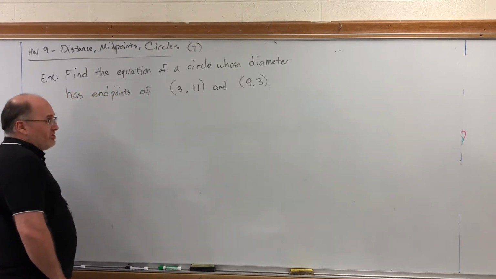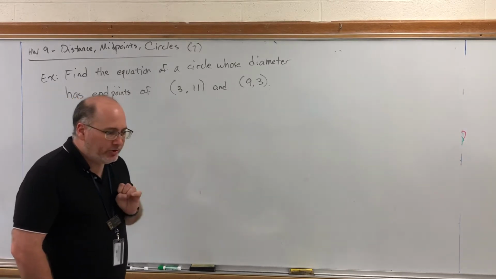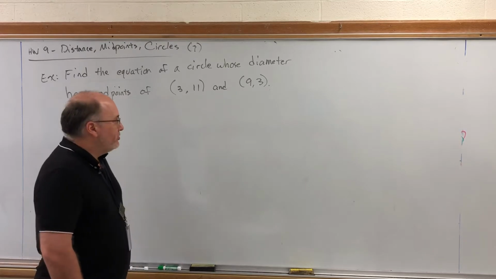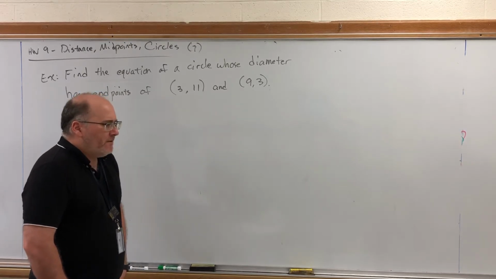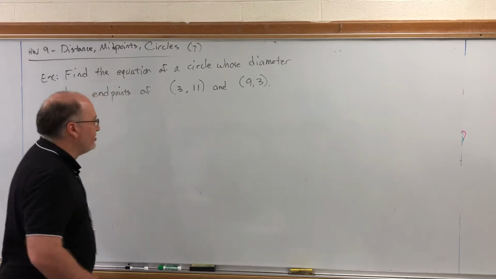Now, based on what we've seen already, you should know that to build the equation of the circle, we need a center and a radius, and currently we have neither. So how are we going to get them? The answer is draw a picture and use what I think is some common sense.